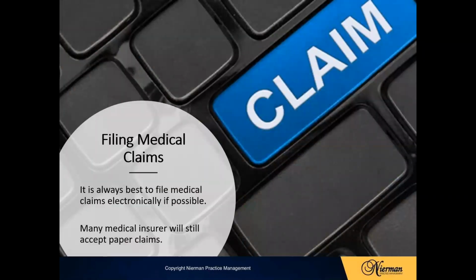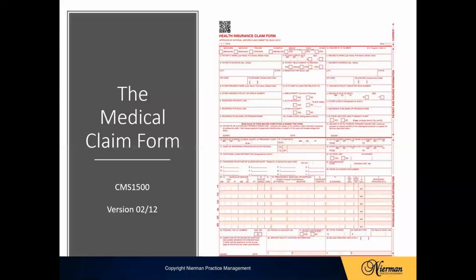Okay. As far as filing medical claims, it's always best to file claims electronically if at all possible, although many medical insurers will still accept paper claims. This is the medical claim form referred to as the CMS 1500. As you can see, it's similar to a dental claim in that the top portion is the patient information. The biggest difference is there are up to 12 diagnosis codes that you can use, and then your procedure codes go in section 24.